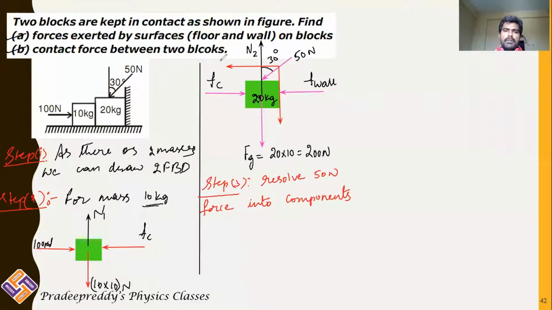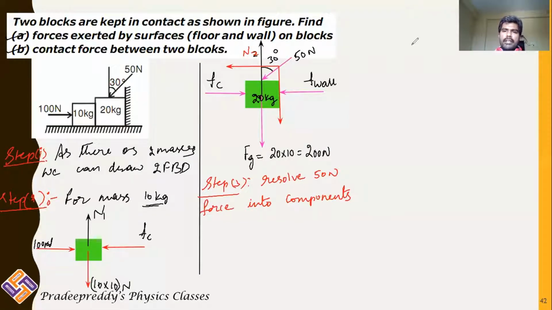Check it up. So this becomes 50 sine 60, and this is 50 cos 60, or you can reverse them. It is just resolution of vector into components. Don't get confused here. This is normal reaction N2.